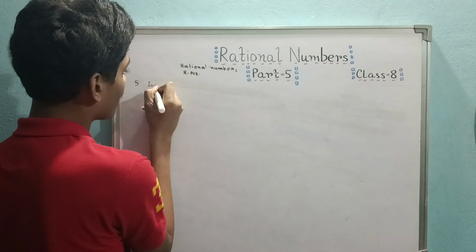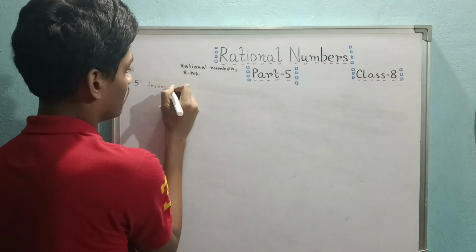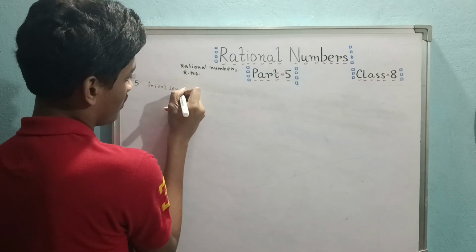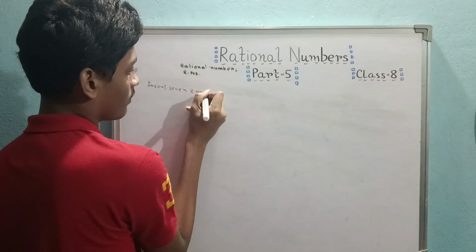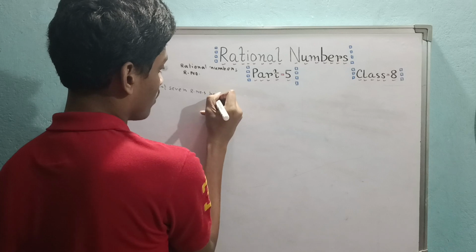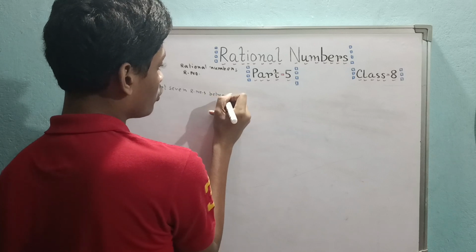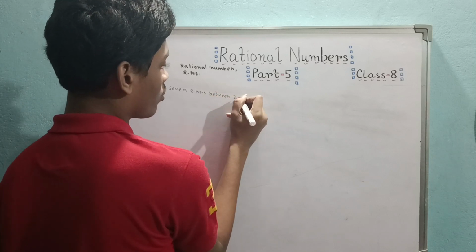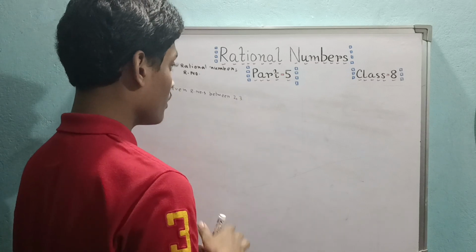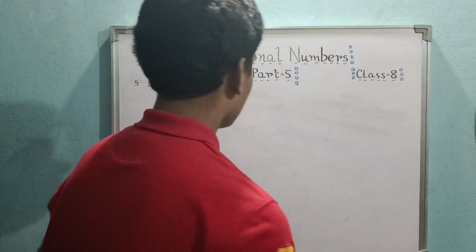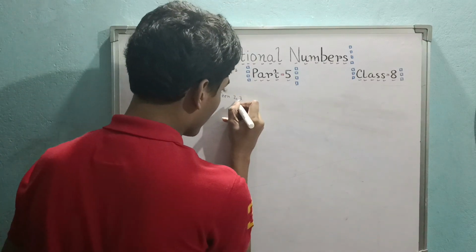Insert 7. Yes, you heard it right. 7 rational numbers between 2 comma 3. Okay, don't get scared. It's not natural numbers. Then it would have been impossible. It is rational numbers. See, 2 is what? 2 by 1.